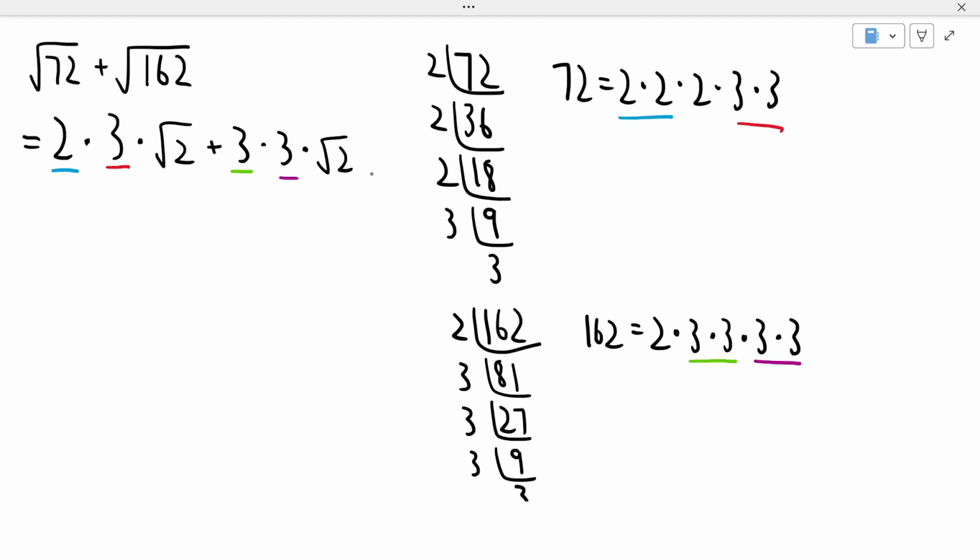So the next thing to do is to simplify this expression further. 2 times 3 times the square root of 2 in the first part of the sum is simply equal to 6 square root of 2, and 3 times 3 times the square root of 2 is equal to 9 square root of 2. So now both terms, 6 square root of 2 and 9 square root of 2 in this sum, have the square root of 2 term, so we can combine like terms, and since 6 plus 9 is equal to 15, 6 square root of 2 plus 9 square root of 2 is simply equal to 15 square root of 2, and now this expression is simplified, and this is our final answer.